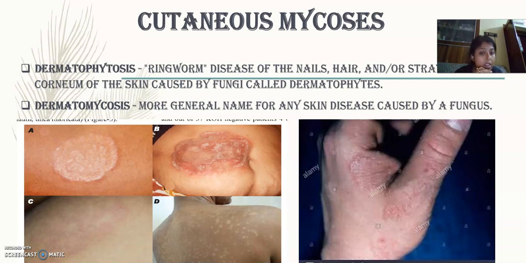But dermatomycosis is a much more generalized name for any skin disease caused by the fungus. So you get to see these patches on the body, the red blotches, these pigmentations, this scaling. These are all on the surface of the skin, caused by your dermatophytes.